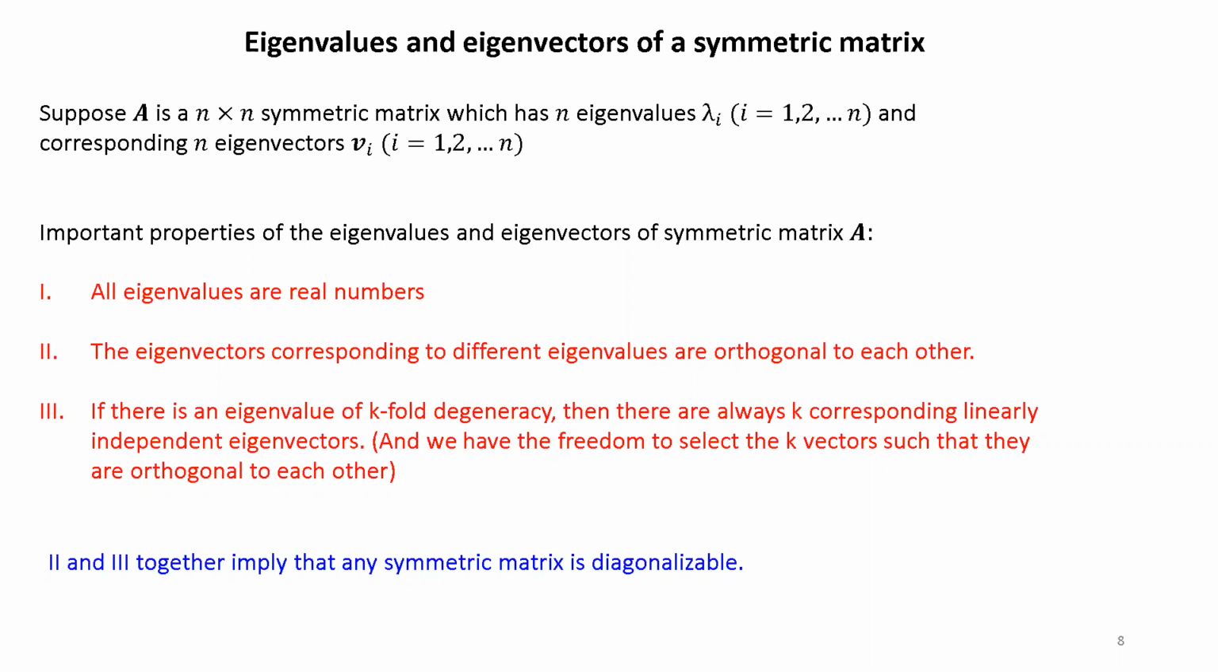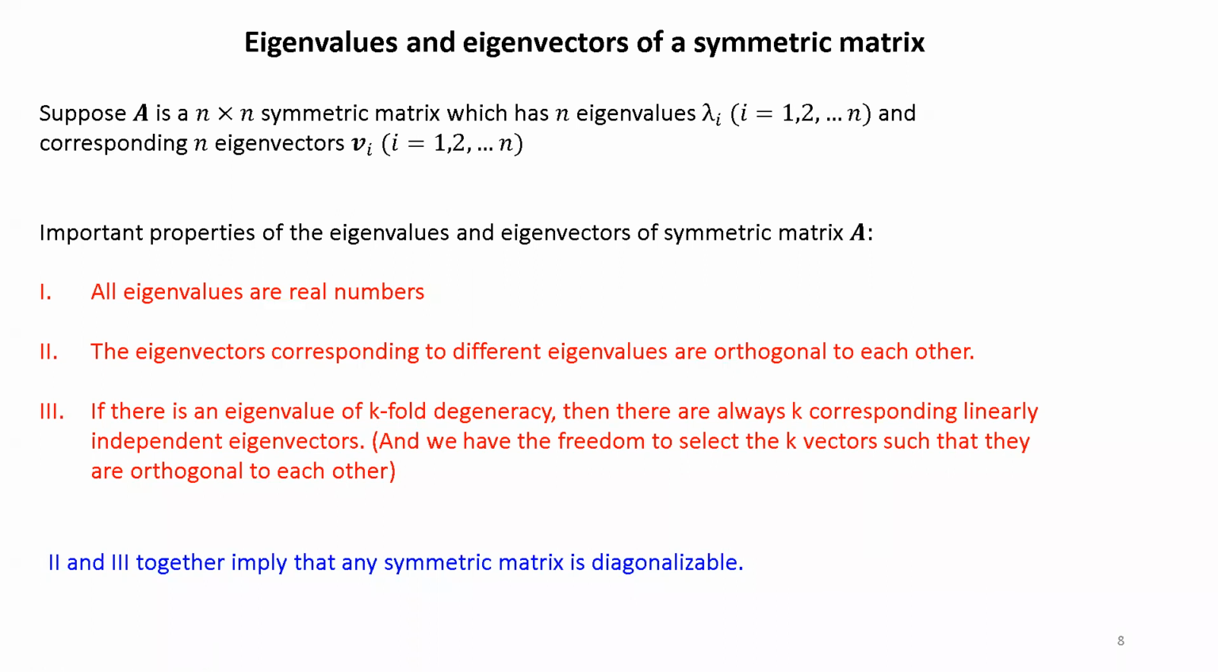So that's two things, very nice. Okay, and moreover, even if you have some repeated eigenvalues, which we talked about before, suppose one of the eigenvalues has a k-fold degeneracy. Even when that happens, it is guaranteed that you can always find k linearly independent vectors corresponding to that degenerate eigenvalue.